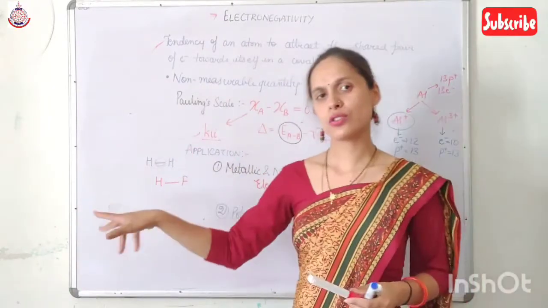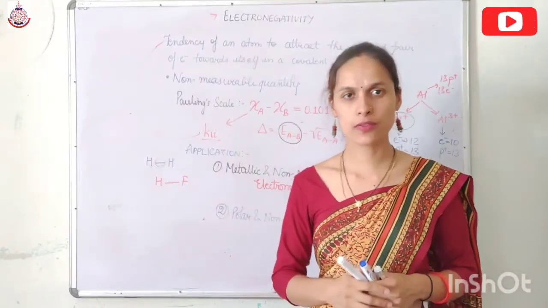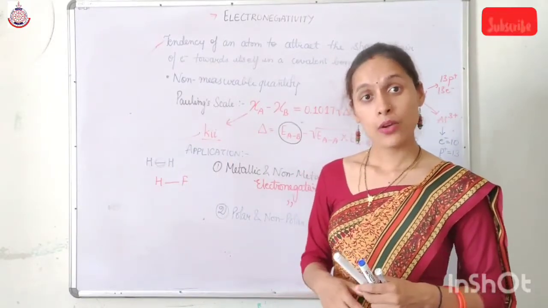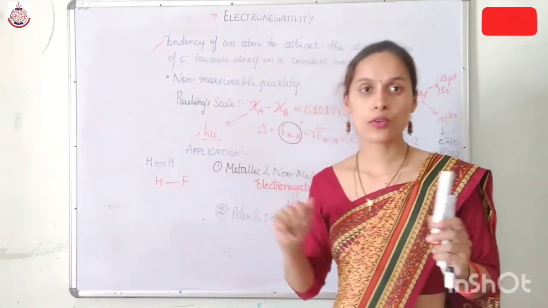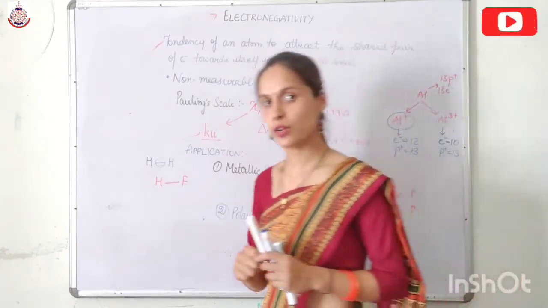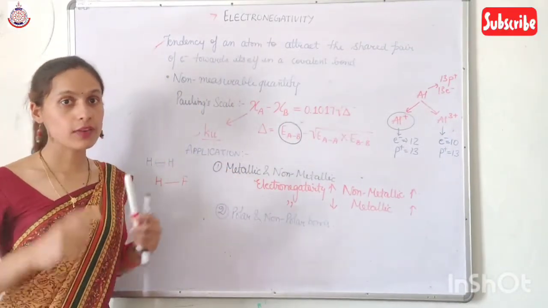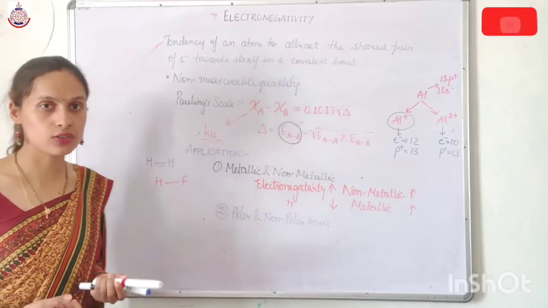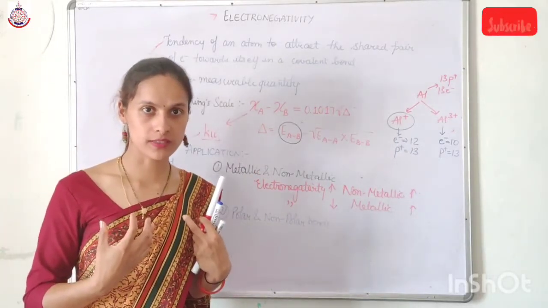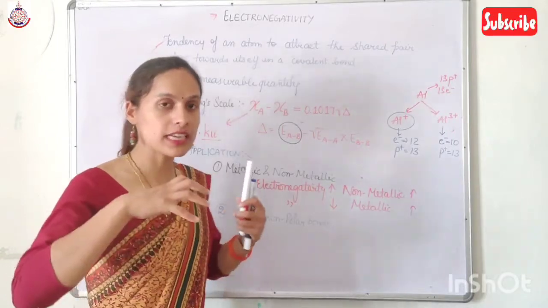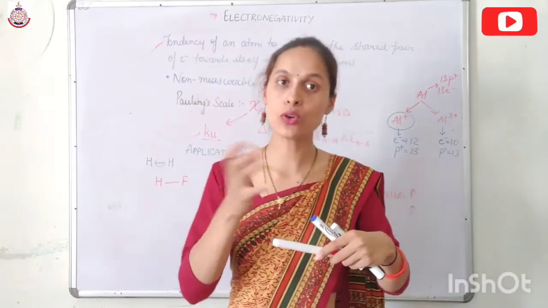Now this HF is also a covalent bond. One electron is shared by hydrogen, another electron is shared by fluorine. Still, this is a polar covalent bond. Now why is it a polar covalent bond? Because fluorine is more electronegative than hydrogen. If fluorine is more electronegative than hydrogen, then fluorine tries to attract the shared pair of electrons towards itself. As a result, the electron cloud becomes more towards the fluorine as compared to hydrogen.